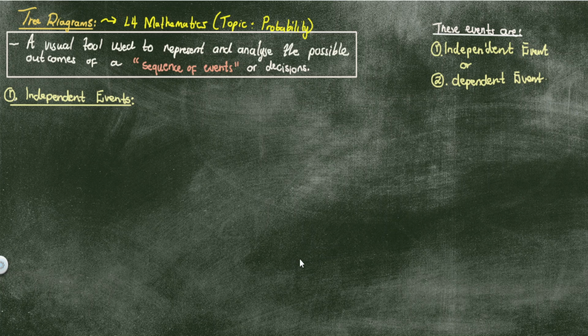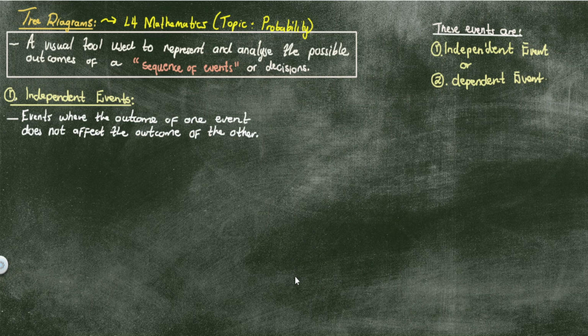So let's talk about the independent event for a moment. I think I should define it quickly. So events where the outcome of one event does not affect the outcome of the other event, ne? Does not affect the outcome of the other event.